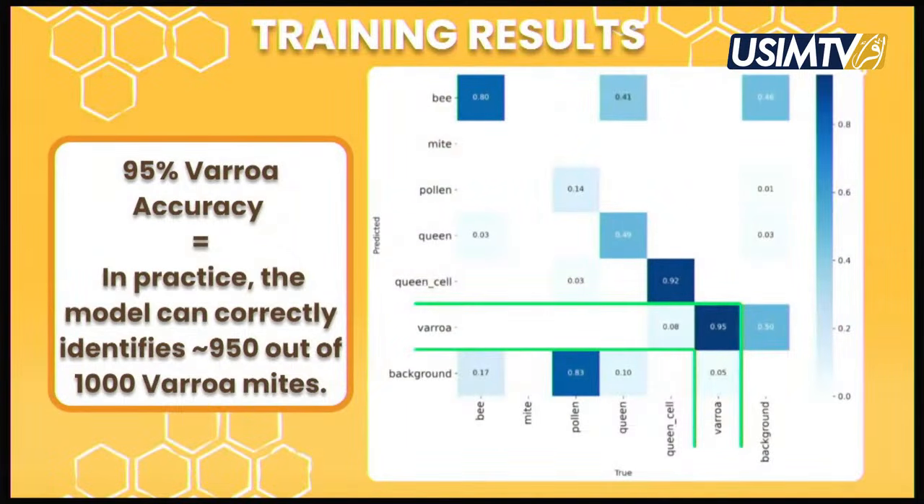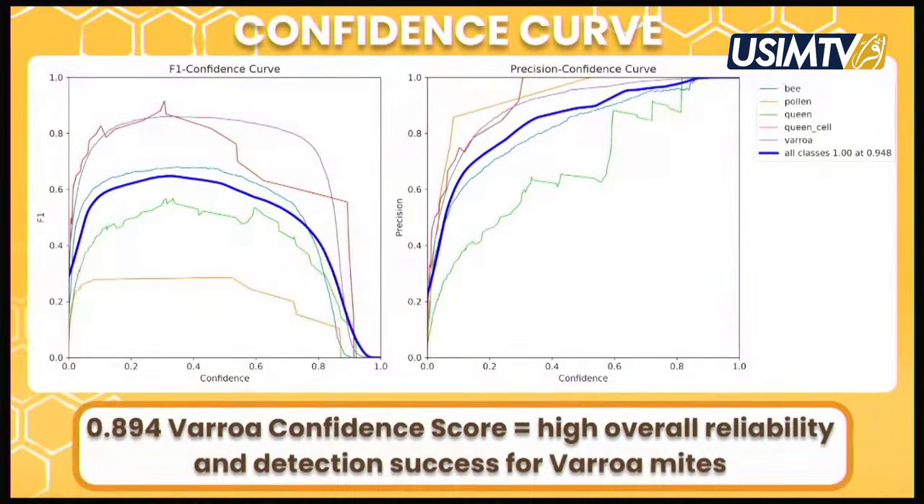Now, to see the true capabilities of our AI, let's take a look at our confusion matrix. The green line shows the Varroa mite metrics, and it reached an astonishing 95% Varroa accuracy. In practice, this means out of 1,000 Varroa mites, it will detect 950 of them. The confidence curve is also very good. If you see the purple line, which is the Varroa, it reached an average of 0.894 accuracy score, and overall this means that our AI doesn't just guess; it actively detects these parasites with confidence.